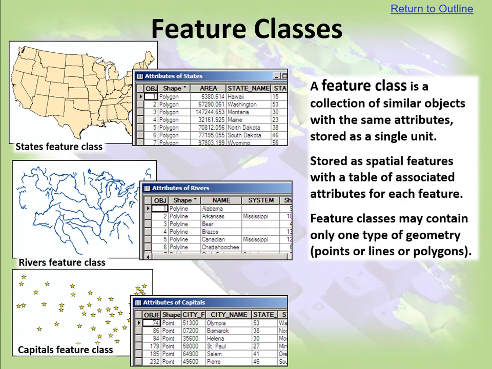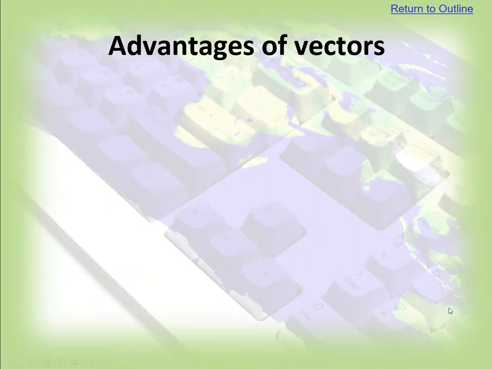And another key thing is they can only contain one type of geometry. So you can't create a point feature class and expect to save polygons in there. It has to be a polygon feature class in order for you to save it as a polygon.